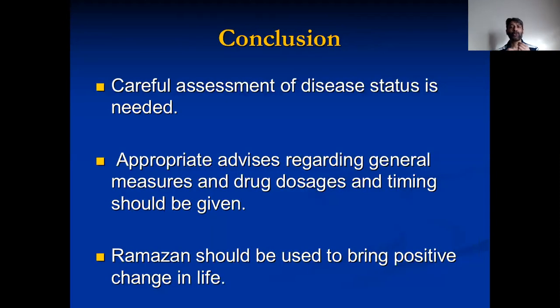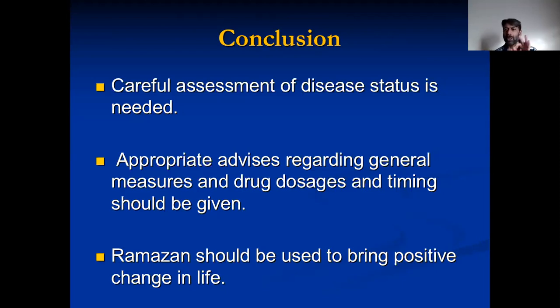So with that, I am coming to the conclusion, the last slide of my presentation. The conclusion is that careful assessment of disease status is needed in every patient, and in every individual the decision should be made according to the pros and cons. The real problem arises in a moderate kind of patient. Especially if your patient is very willing to fast, then you can help him go through the fast by adjusting the medication, keeping him in close contact with yourself, and advising him to go through 2-3 nafl roza to judge his capabilities, and if he can, then he should go for a proper fast. So it's all an individualized decision according to the patient's functional class, comorbidities, and his own willpower and resilience. Appropriate advice regarding general measures and drug dosages and timing should be given.